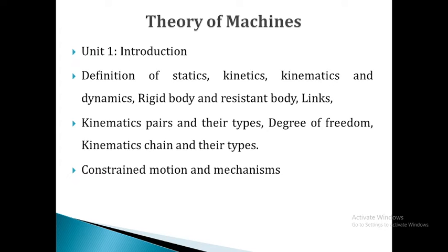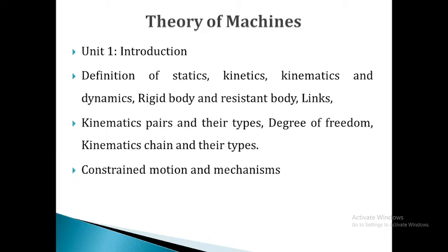The first unit in this subject is introduction, definition of statics, kinetics, kinematics and dynamics. What is kinematics and dynamics? And there are two subdivisions of the dynamics of theory of machine parts. This is statics and kinetics. We will discuss what is rigid body and resistant bodies, what is links.